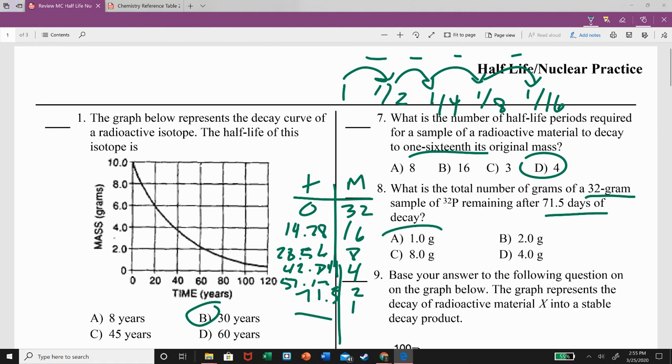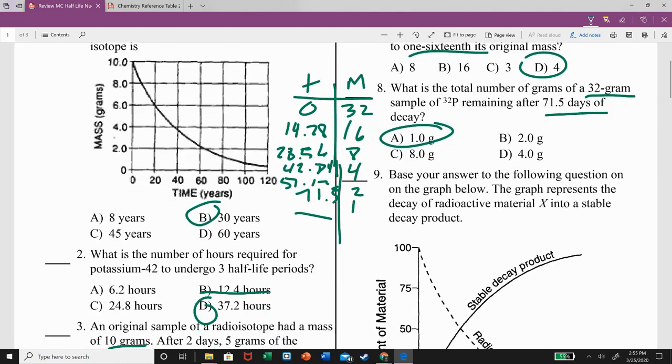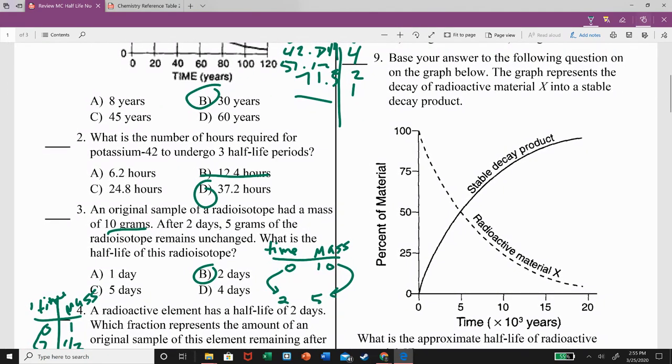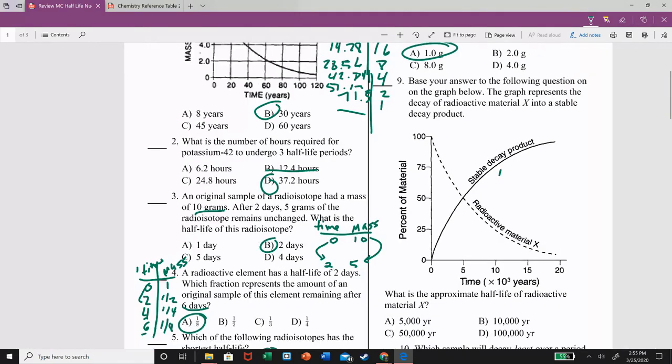So then 1 gram. And again, are there other ways to do half-life problems? Absolutely. Do you have to do them this way? No, you do them whatever way you feel the most comfortable with. Okay, so I'm going to have to make this a little bit smaller, if my computer will. There we go.